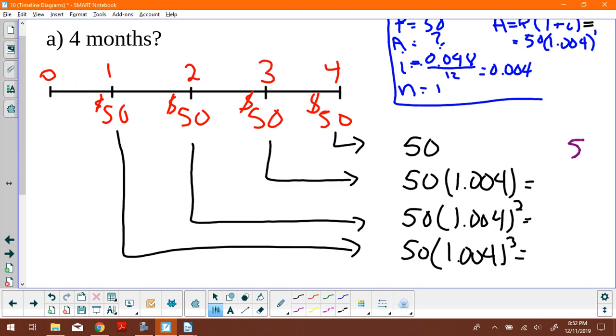So we have 50. The next one is $50.20. The next one is $50.40. There are some more decimals, but it rounds off to 40 cents. And for the last one, it's $50.60.